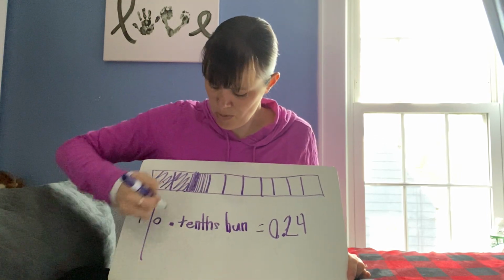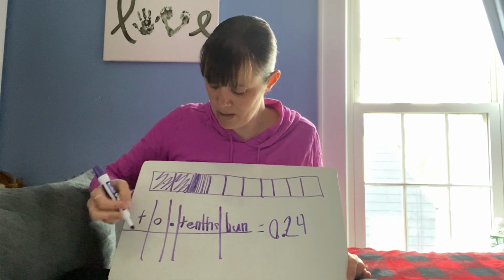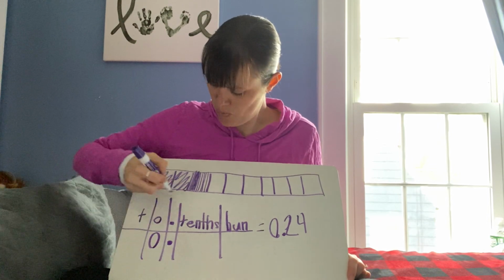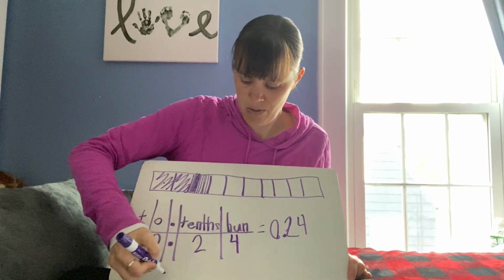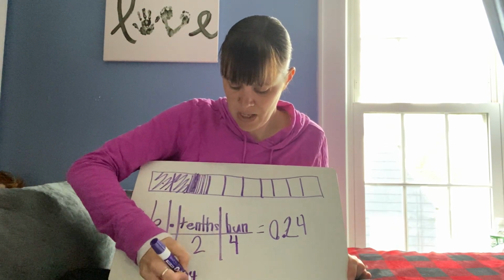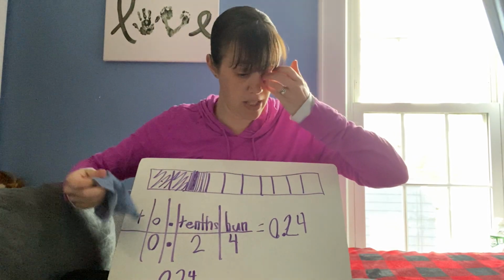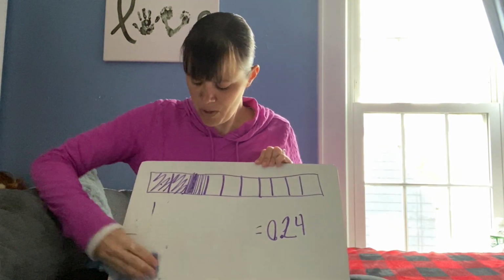Our place value chart is different than a normal one. We have 0, and then we had 2/10, and then we had 4 hundredths. So the number is 0.24. Just picture this place value chart in your head, even though it hasn't really come up. Some of you need that reminder to picture it in your head.